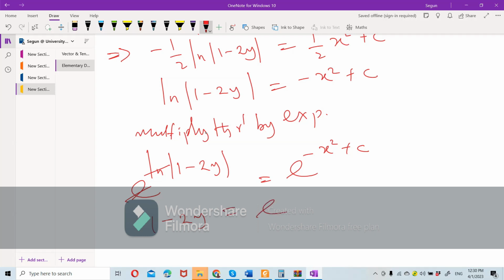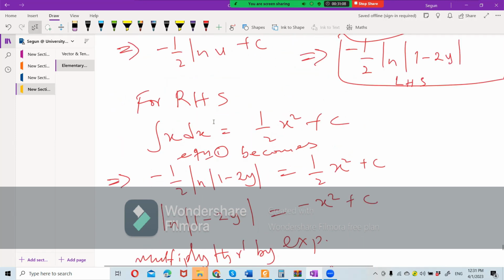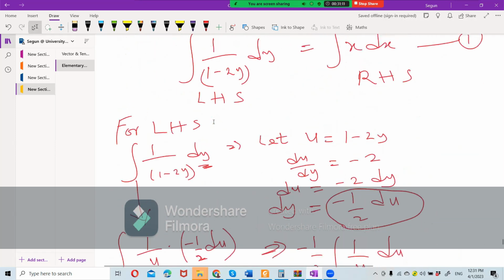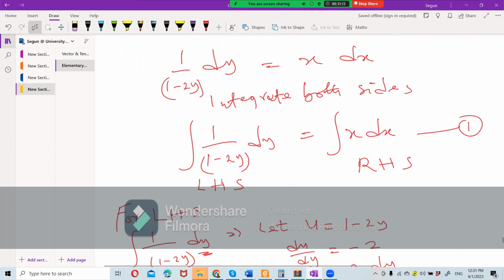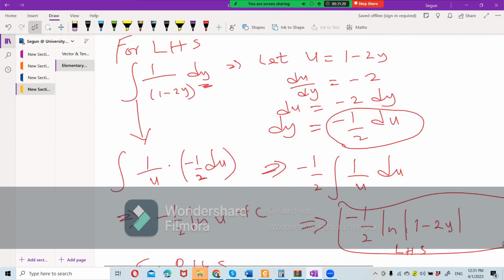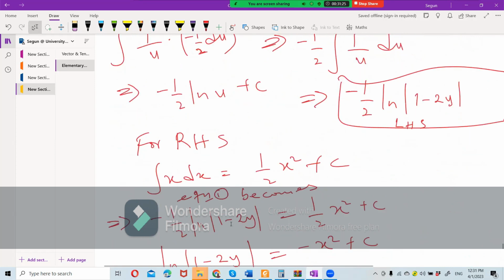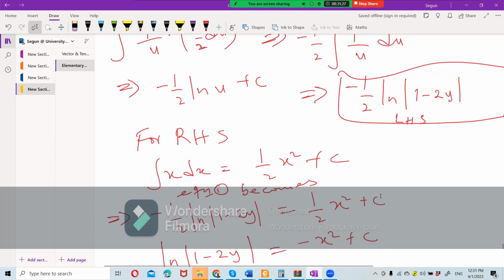Equals to, yes. Please, how do you get ln 1 minus 2y equals minus x squared plus c? Bro, it's better you try to be here. This is equation 1. Left hand side and right hand side. What is left hand side solution is here, then what is right hand side solution is here. Bring the two together like this. Okay, yes, sir.